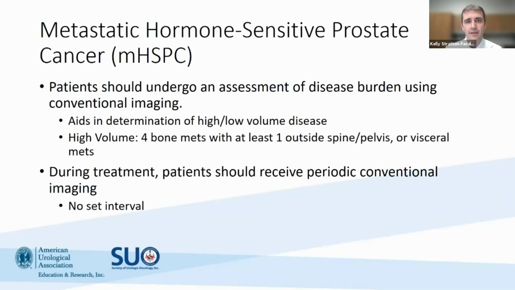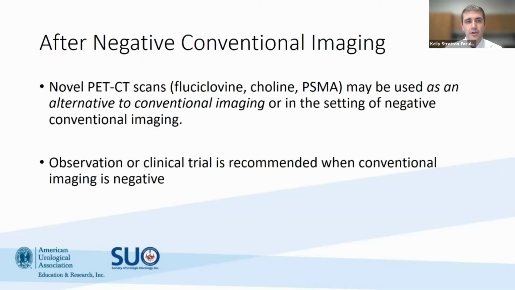For patients who have negative conventional imaging, you can consider novel PET scans such as fluciclovine, choline, or PSMA. And so we'll be talking about those novel imaging opportunities. This is definitely a time of change between what has been conventional imaging and what is now considered next generation imaging. So in the future, many of these opportunities to image patients may change based off of new imaging opportunities.